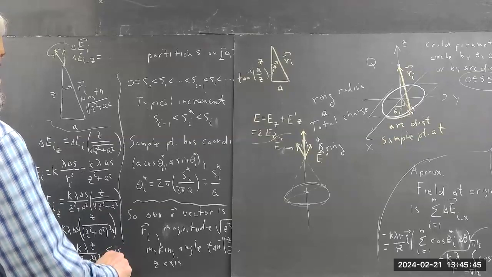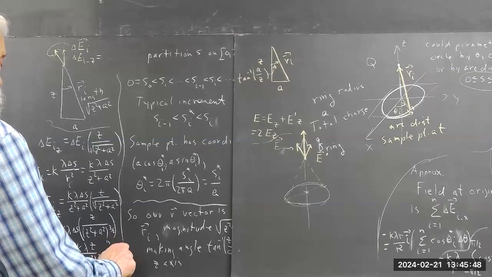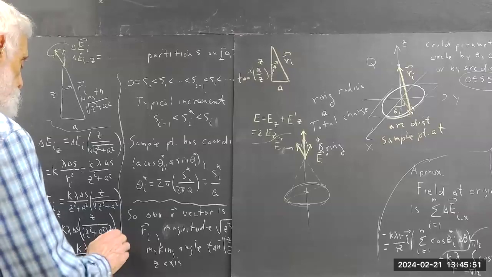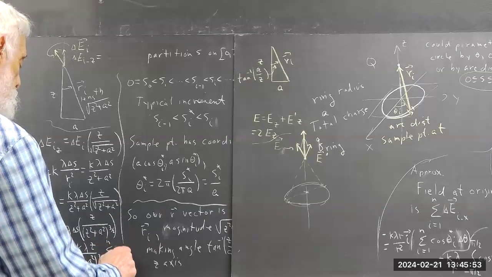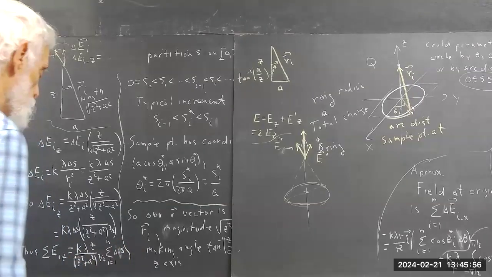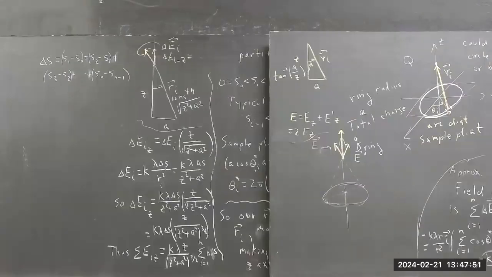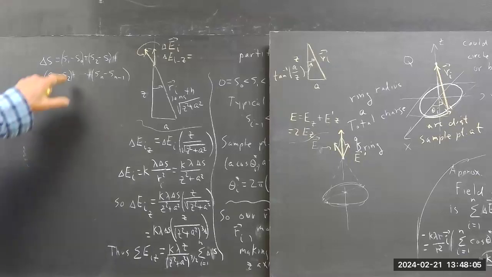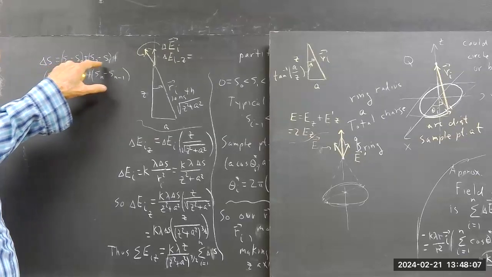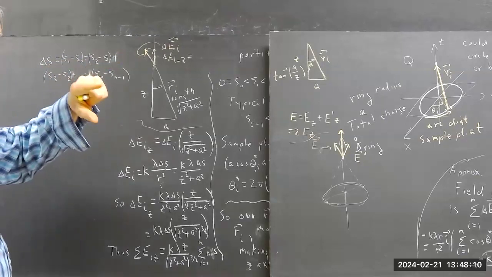Times the sum from i equals 1 to n of your delta S. And what's the sum from i equals 1 to n of your delta S? So tell me. What's S1 minus S naught plus S2 minus S1?